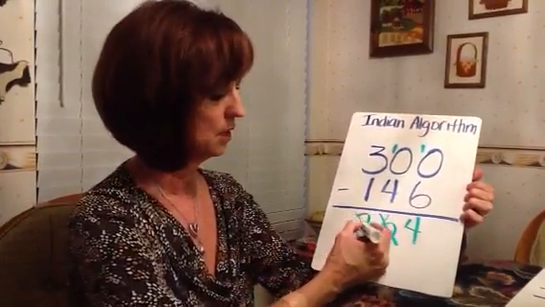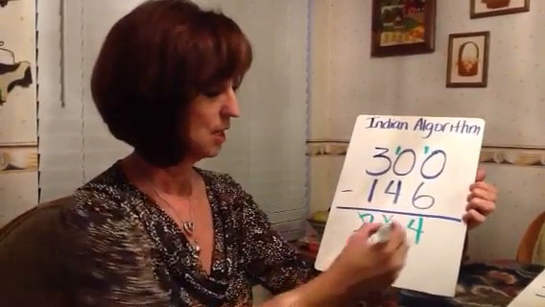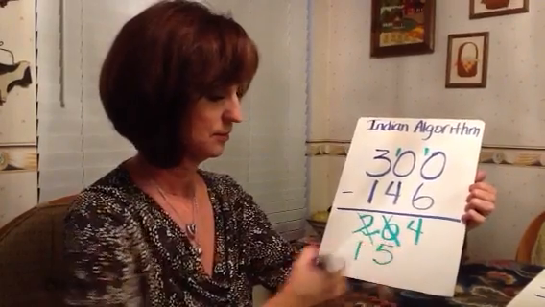Now we're done subtracting, and we can finish our answer. The slashes tell us that we need to reduce that digit by 1. So we're going to do that now. The 2 becomes a 1. The 6 becomes a 5. And the 4 doesn't have a slash, so it stays the same. So 300 minus 146 is 154. That's our answer. Now let's check it using the standard algorithm.